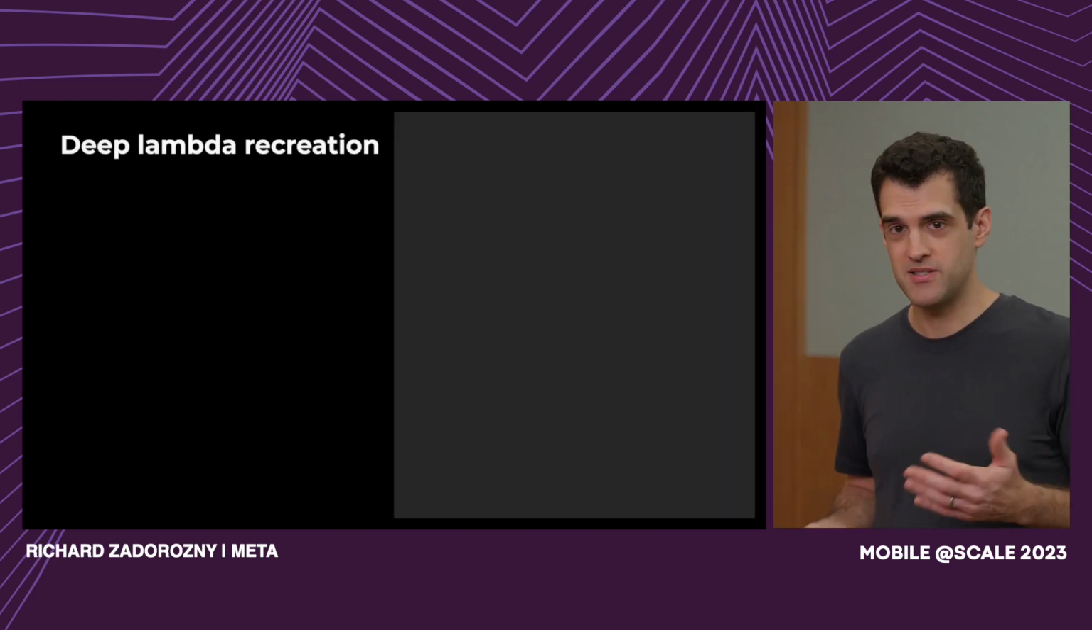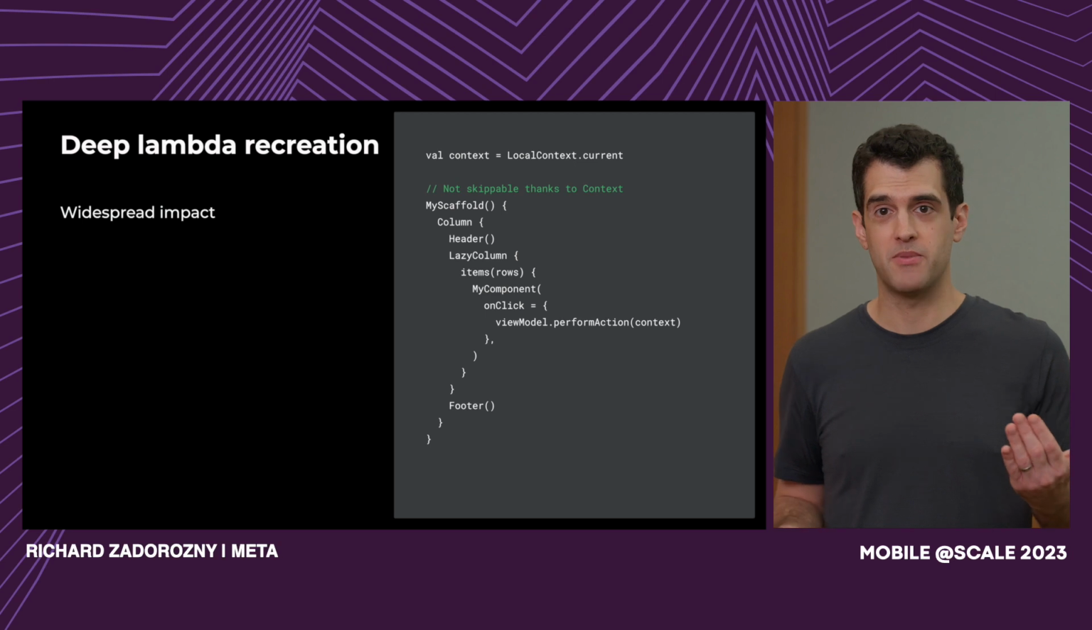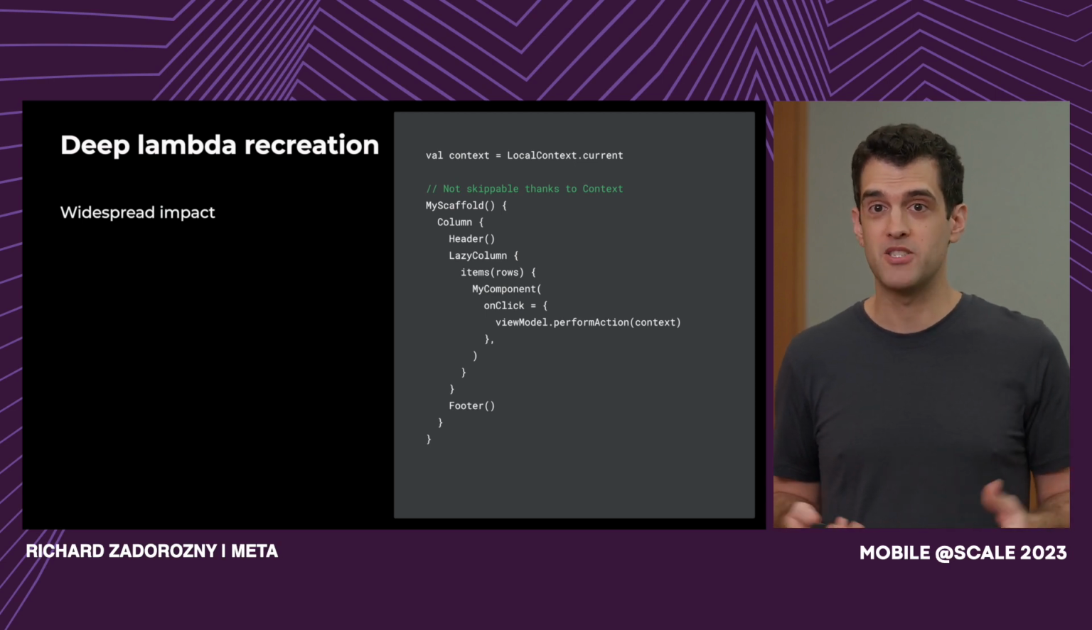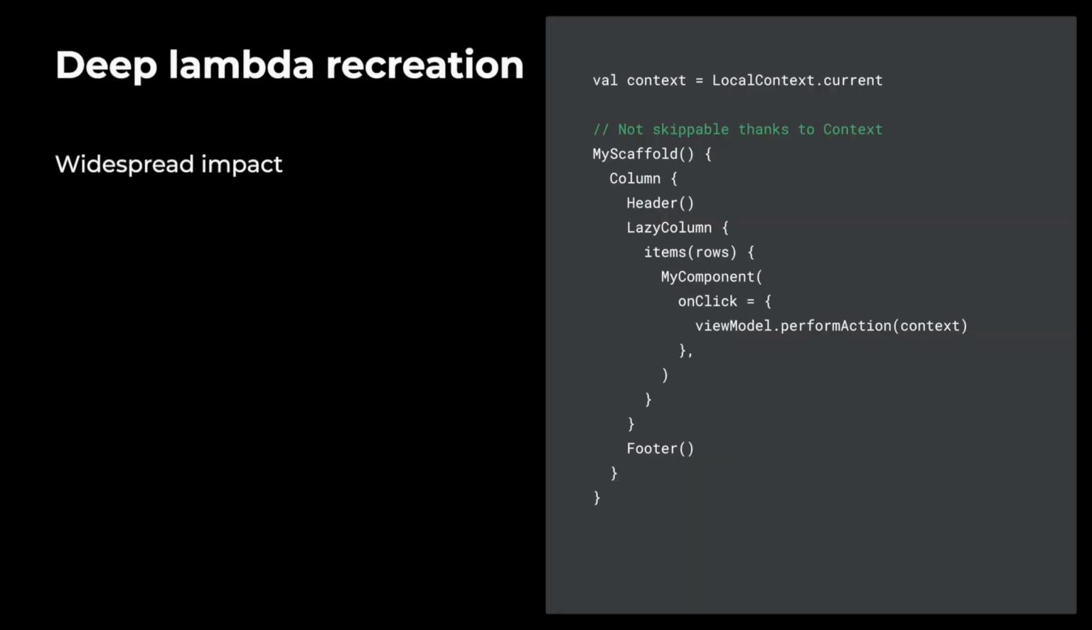Now, those cases might seem simple enough, but as your app is growing, there could be a much bigger impact from this problem. See here, it's still the same problem. We have an on-click lambda that's capturing context, but look at the nested calls that are happening here. Let's say we haven't split up our function into smaller functions yet. The impact becomes very widespread.